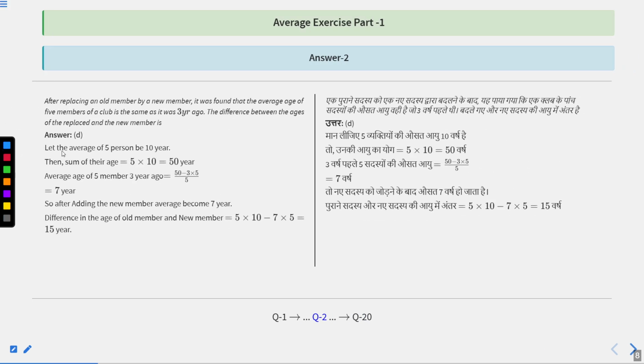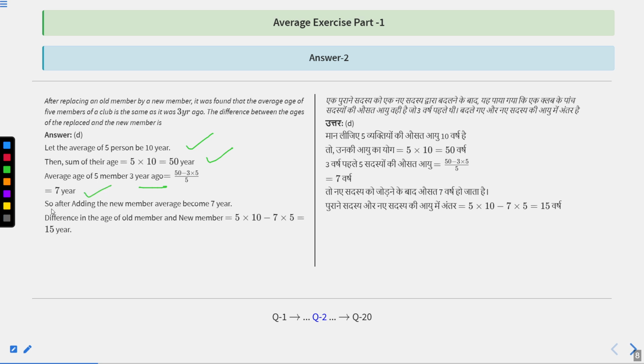Now let the average of the 5 members be 10. According to the question, the sum of their ages will be, if the average is 10 and there are 5 members, multiplying we get total age which is 50. The average of the 5 members 3 years ago will be, we can subtract 5 into 3 which is 15, dividing by 5, which becomes 7 years.